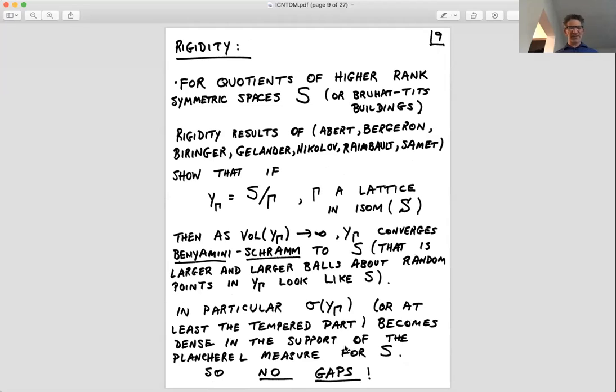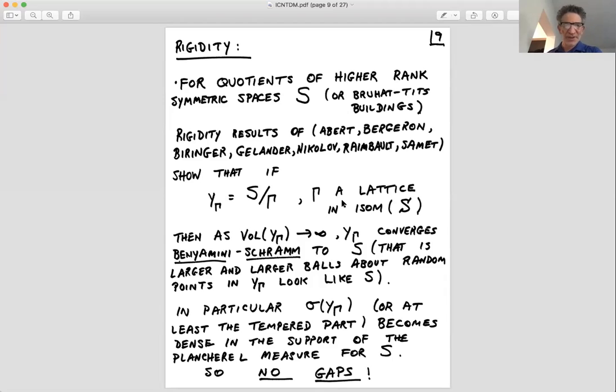So there is a beautiful feature here: if you're in a higher rank locally symmetric space, so S is a Riemannian symmetric space, or a Bruhat-Tits building if you want to make it combinatorial, and you're in higher rank, then there's this beautiful theorem of these 7 authors, they call themselves the seven samurai, which says that you fix your symmetric space of higher rank, you have a quotient which is something like the graph we're talking about. So it's a lattice in the space of isometries.